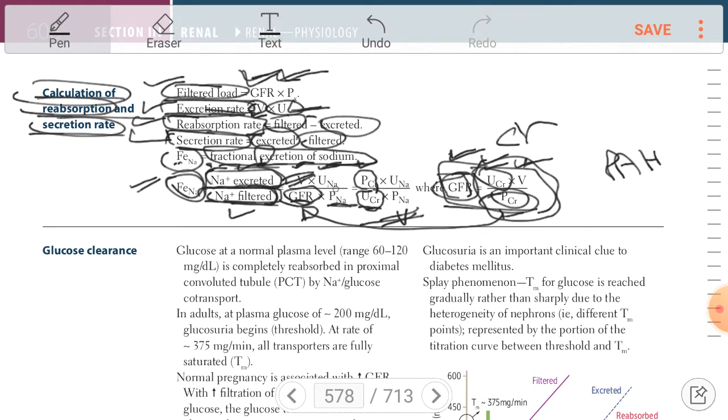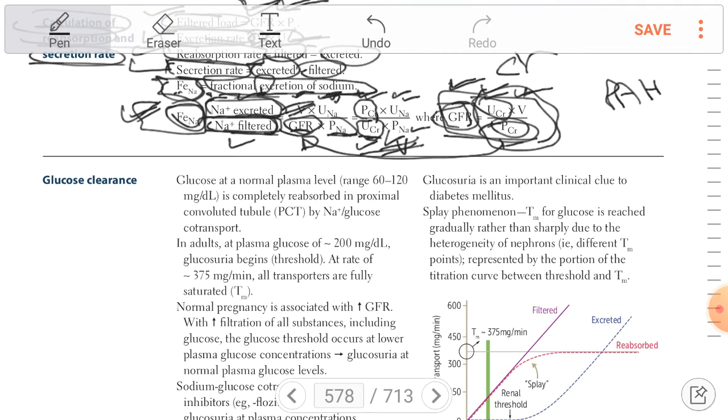And then the remaining part is the urinary concentration of sodium divided by the plasma concentration of sodium. So the final formula for fractional excretion of sodium is the plasma concentration of creatinine multiplied by the urinary concentration of sodium, divided by the urinary concentration of creatinine multiplied by the plasma concentration of sodium.